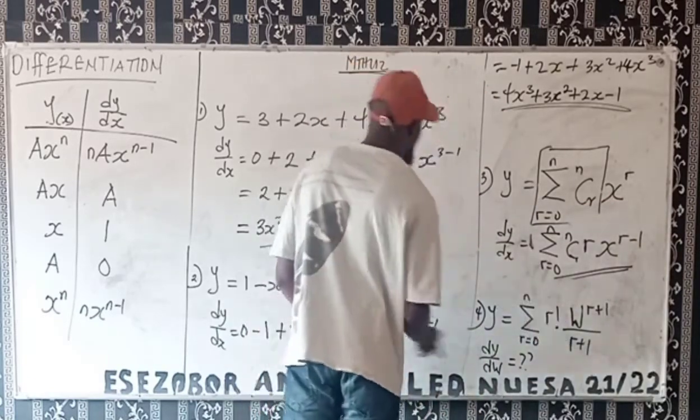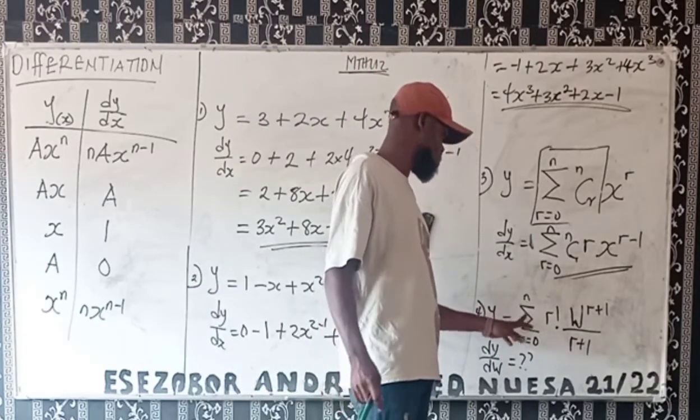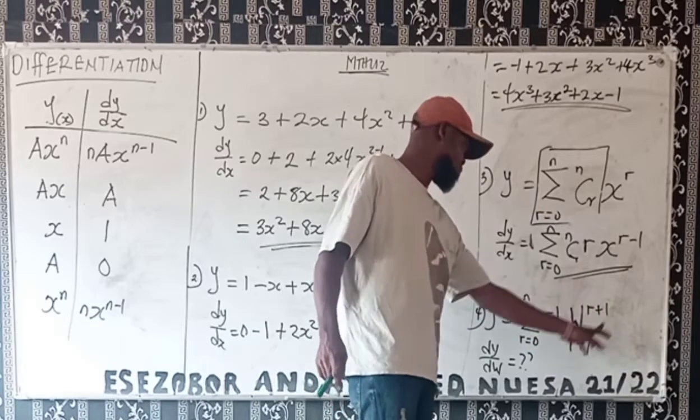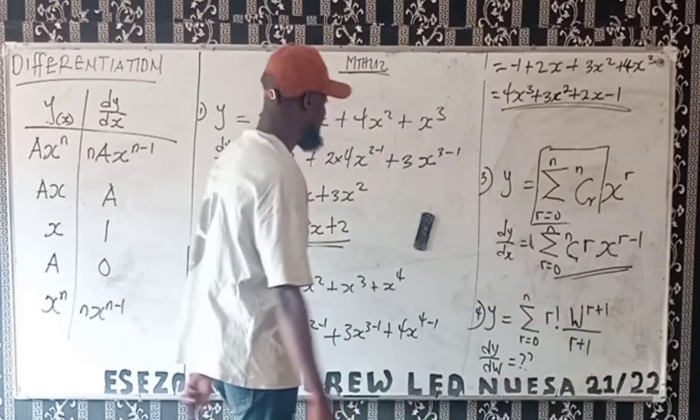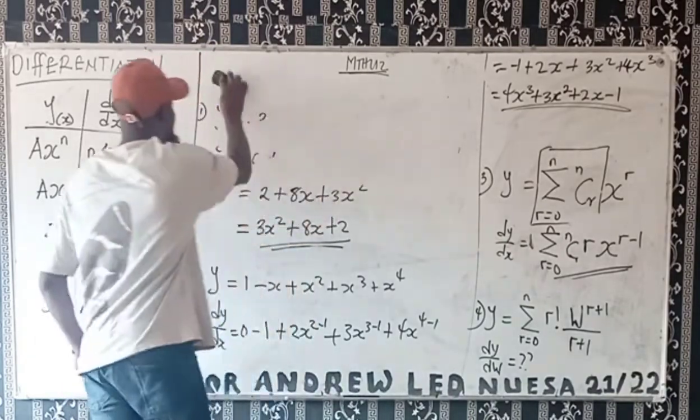Now look at the answer to this last one. This one is if y is equal to the summation of arrow, starting from 0 to n, when you sum together arrow factorial w arrow plus 1 divided by arrow plus 1. What will be the answer to that? So let me clean this place so I can solve that one and explain it very well.